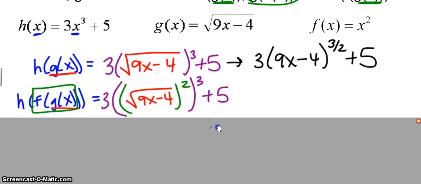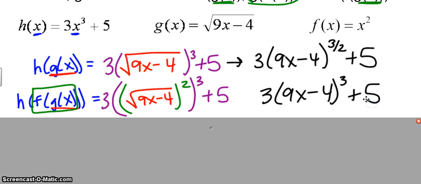Next one gets a little bit trickier. You are taking g of x, which is this square root of 9x minus 4, plugging it into f of x, which is the squaring function, then plugging it into h of x, which is the 3x cubed plus 5. Again, you can simplify a little bit. This square root and the square are going to cancel each other out. So really you're left with 3 times 9x minus 4 to the third plus 5. You could then multiply that out if you wanted to.